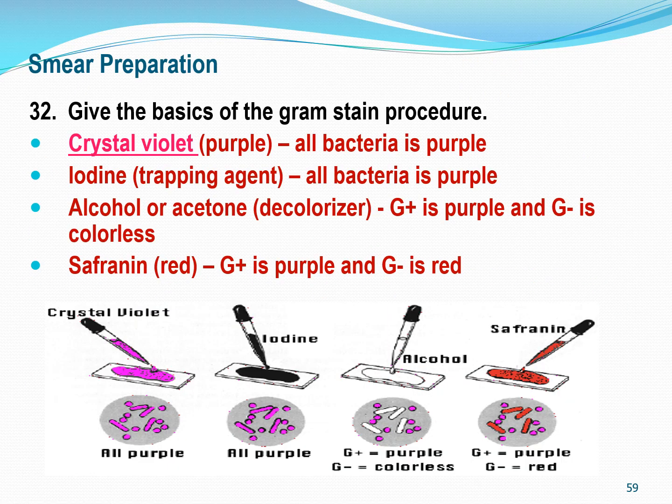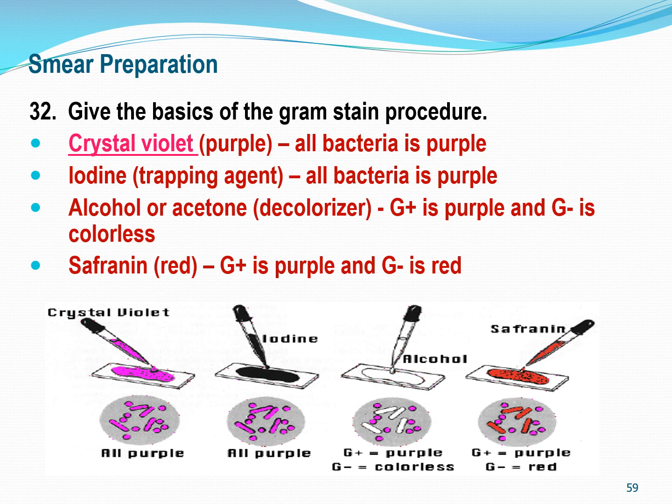Okay, now we're going to talk about the basics of Gram staining procedures, right? So crystal violet is purple. That's all bacteria is purple. Iodine is the trapping agent, okay? Then all bacteria is purple, okay? Then alcohol or acetone, the decolorizer, okay? Once you do that, then gram-positive is purple and gram-negative is colorless. Then you add that safranin red, and then you have gram-positive is purple and gram-negative is red. That's just that basic principle of Gram staining, okay?